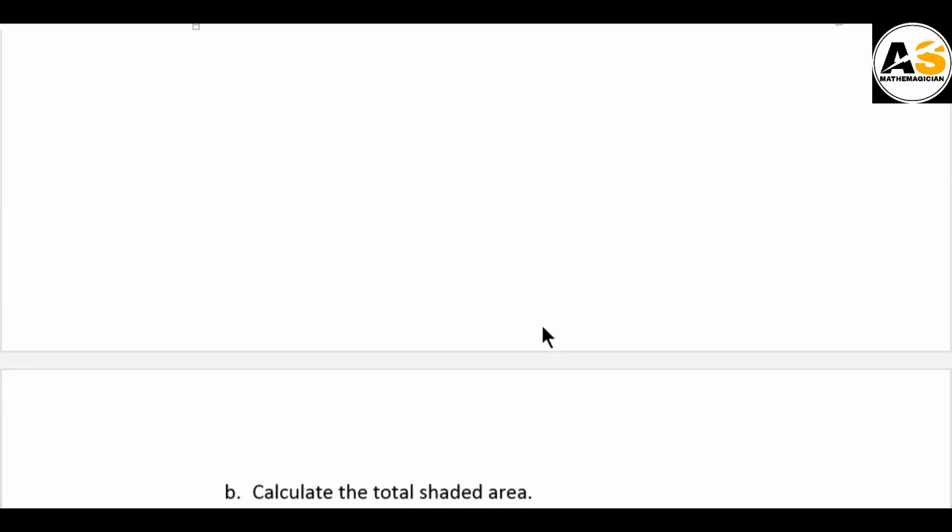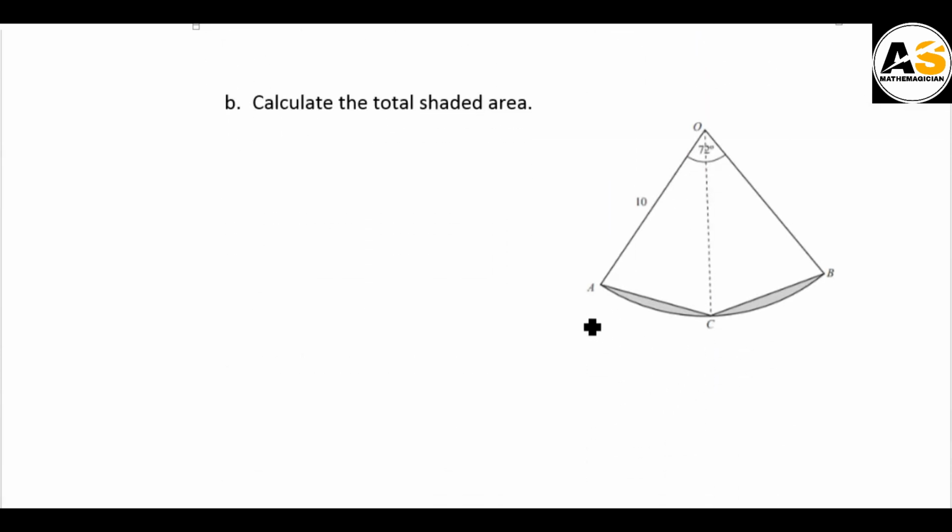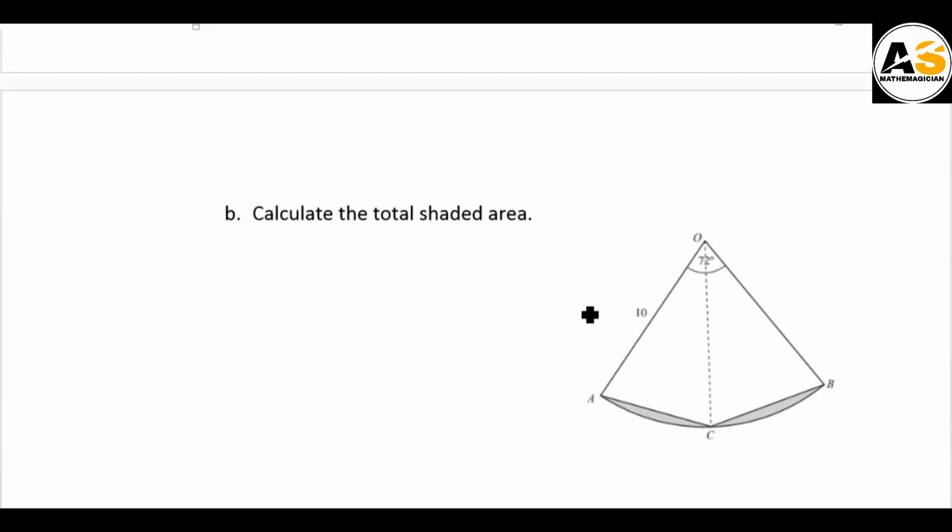In next part, we have to find the shaded area. We just calculated the area of this whole sector. Area of sector was 62.83 centimeter square. How we will calculate this shaded area? We will subtract the area of these two triangles, which are basically congruent, they have same area, from this sector's area to get this shaded area.